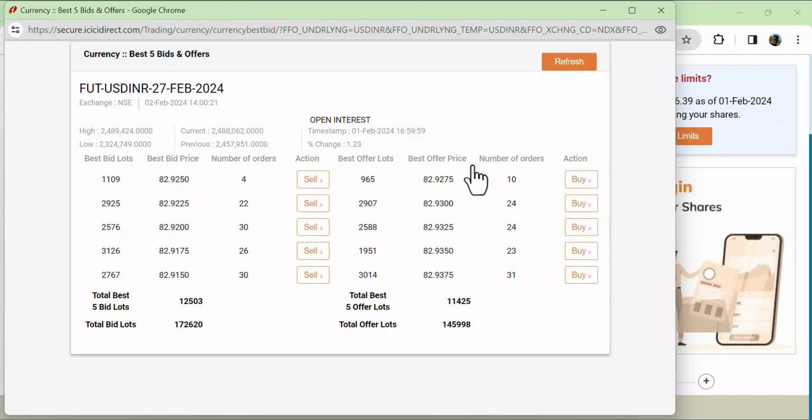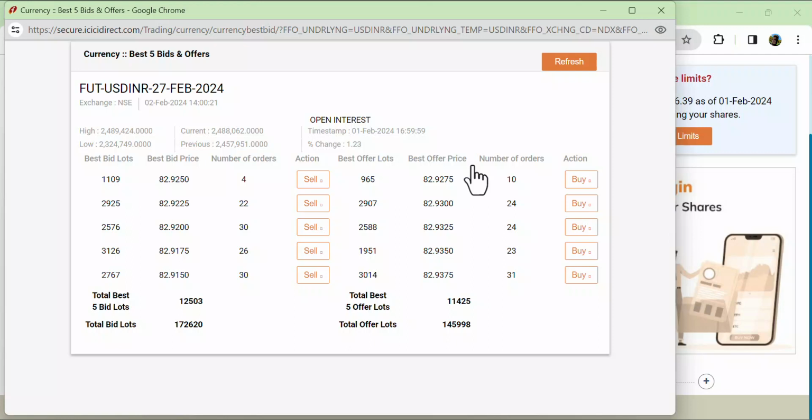So this is telling you there are 1,72,620 bid lots which are up for buying, and 1,45,908 lots people are selling. Okay, and the top 5 buy orders and top sell orders are given to you on the screen. Okay, so I can just see that and place my order according to this.